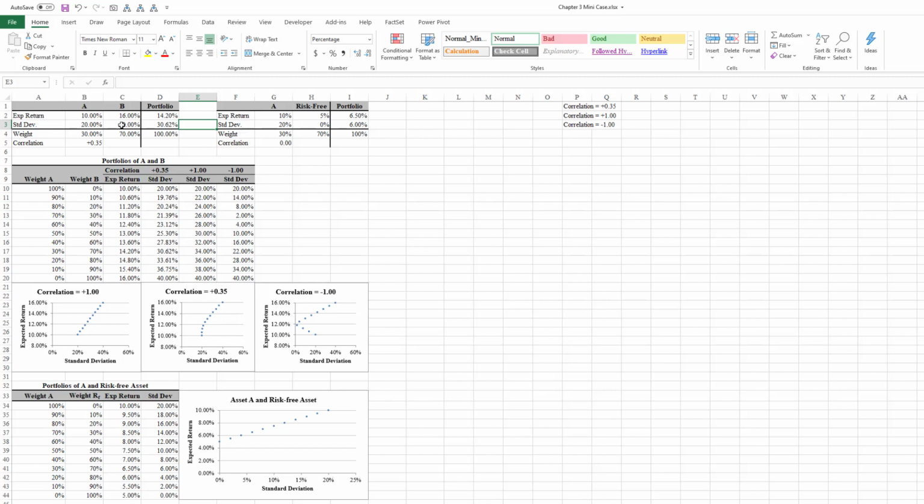This would be true if I combine B with the risk-free asset, or any combination of A and B with the risk-free asset. The reason for that, remember, is that the correlation or covariance of the risk-free asset with any other portfolio is 0. That's a very important point.